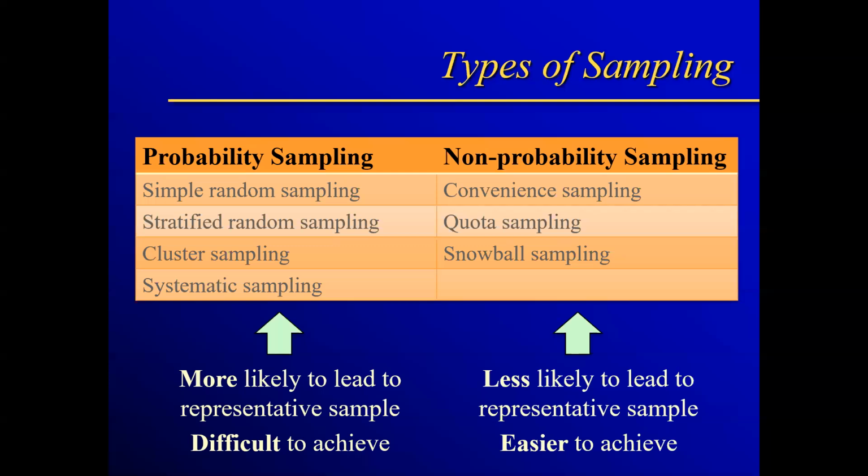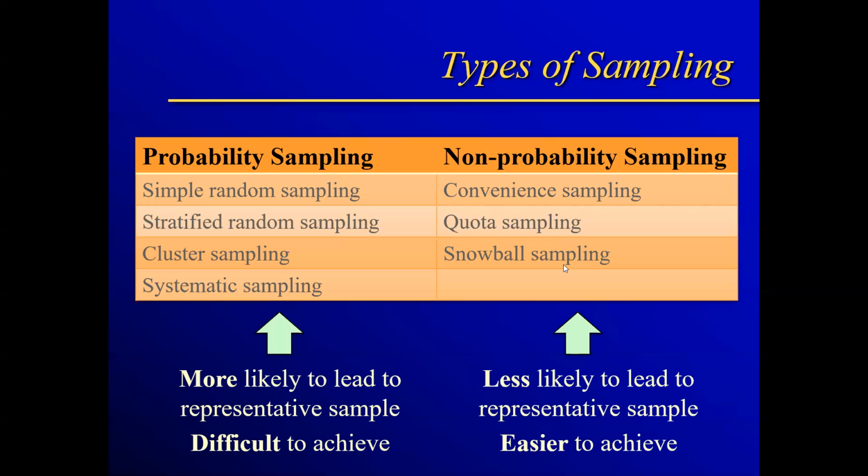Non-probability sampling is less likely to lead to a representative sample. There are things that you can do to better your chances of getting a representative sample under non-probability sampling, but it is easier to achieve, and a lot of research uses non-probability sampling.